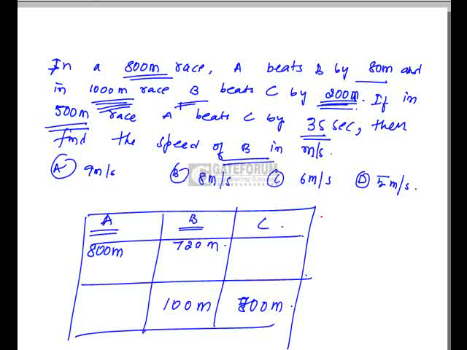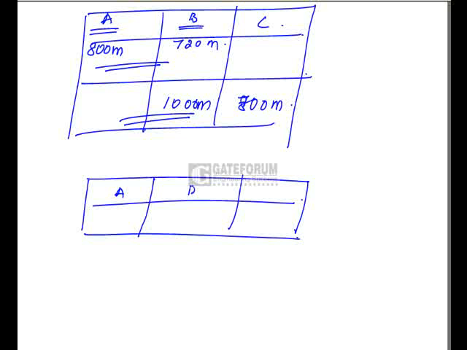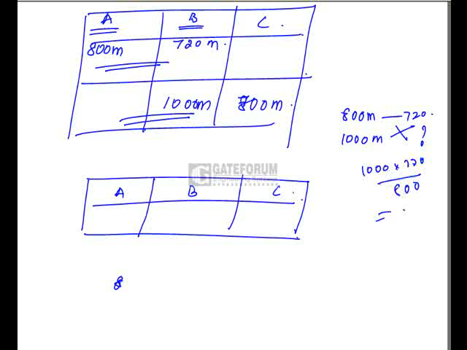Let's look into the information. It is given in terms of 800 meters and 1000 meters, so there are two different lengths. So what we do is we'll convert them into one platform, either 500 or 1000 or 800. Let us go for 1000 meters, that will be better. If A is running 800 meters, B is running 720 meters. Now if A runs 1000 meters, then what about B? It is nothing but direct proportion, which is 1000 into 720 by 800. That gives you 900. So if A is running 1000 meters, B runs 900 meters.